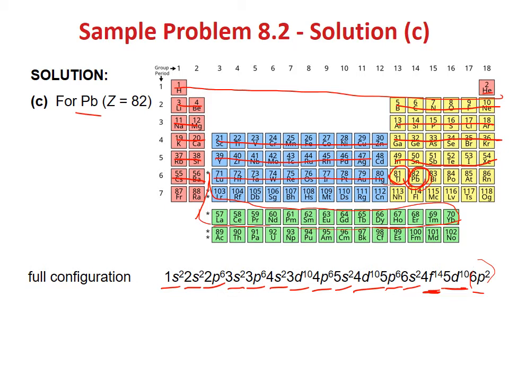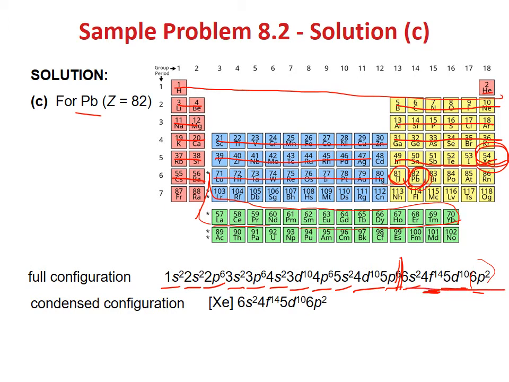Now for the condensed configuration, we write the previous noble gas. The previous noble gas is xenon. So right here, xenon's electron configuration goes until 5p. Okay, and so we write bracket xenon, followed by 6s2, 4f14, 5d10, and 6p2.